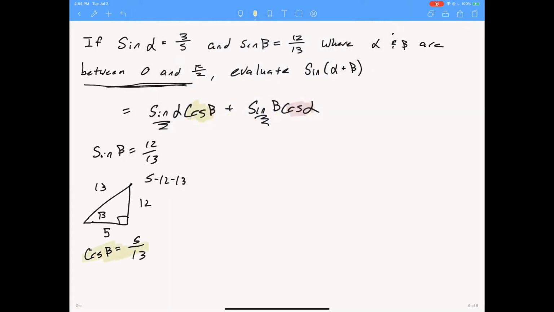So now we do the same for cosine alpha. We know sine of alpha is equal to 3 over 5. So we just have to recreate our right triangle with the same proportions. We'll say this is alpha, so opposite is 3, hypotenuse is 5. And again, you can use the Pythagorean theorem to find the missing side, but this is a 3, 4, 5 triangle, so this missing side will be 4. So cosine of alpha will be 4 over 5.